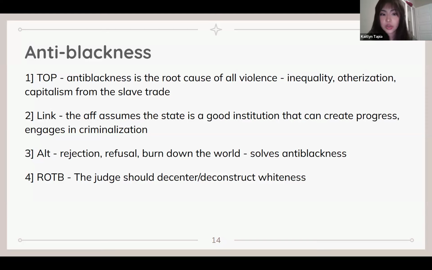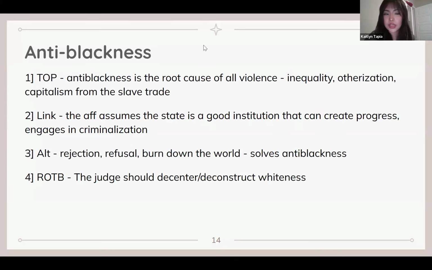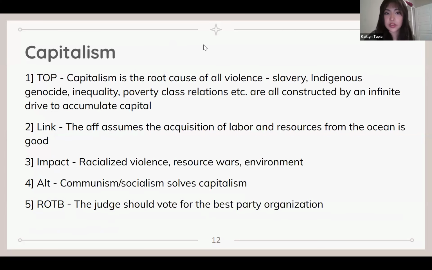And then finally, the role of the ballot would be that the judge should decenter or deconstruct whiteness. And again, there can be different role of the ballots, but this is one of the phrasings that I've seen on the circuit. It says that basically the judge should attempt to alter subjectivities, but at the same time, it says that the judge has an ethical obligation to reject instances of anti-Blackness on the basis of ethicality.